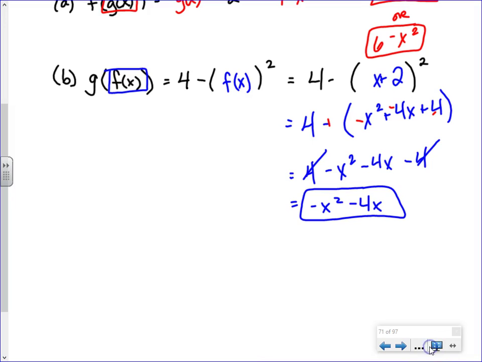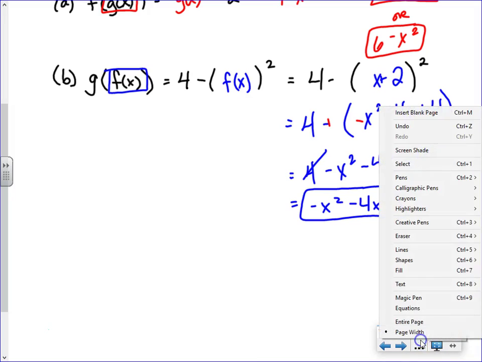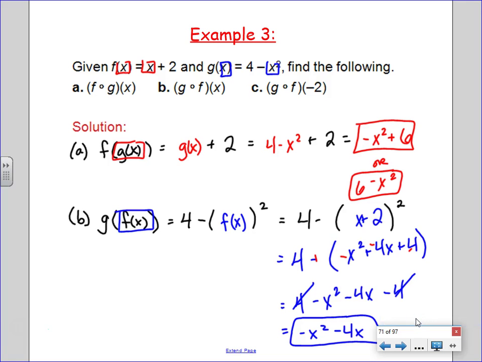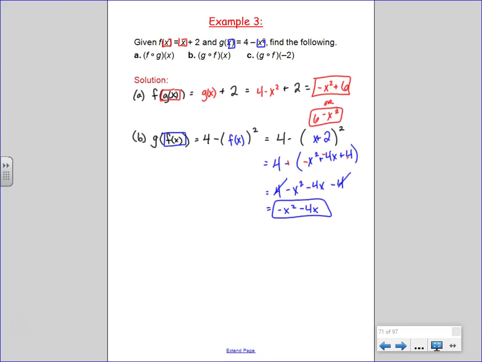Did you guys already do C? Okay, hold on. Let's go see it. It's not times. It's of. Ready, set, go. Letter C. G of F of negative 2.